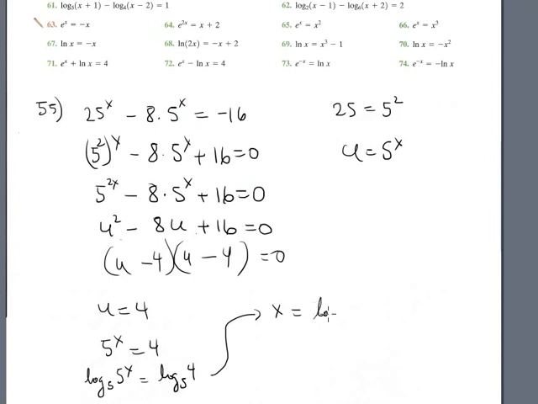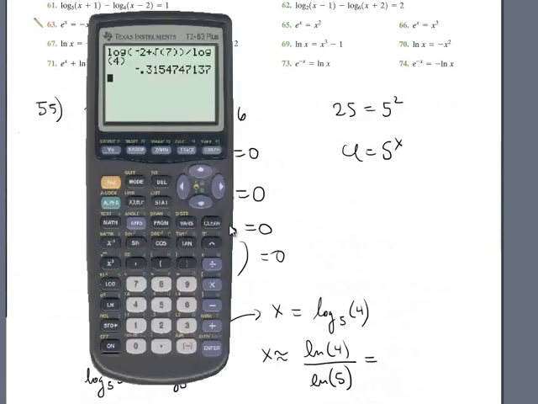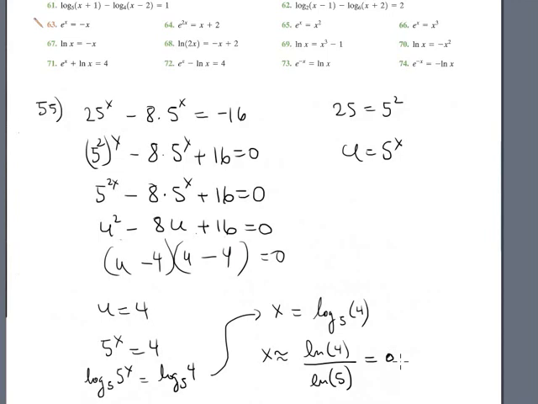logarithm base 5 of 4. And now, if I want to compute the approximate answer using the calculator, you apply the change of base formula as ln 4 divided by ln 5, which is ln 4 divided by ln 5. The answer is 0.861.